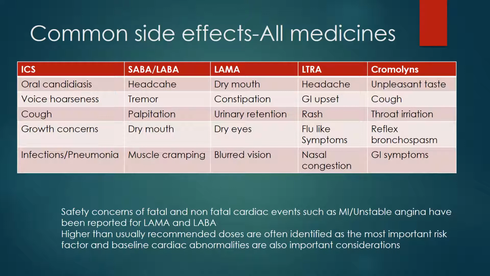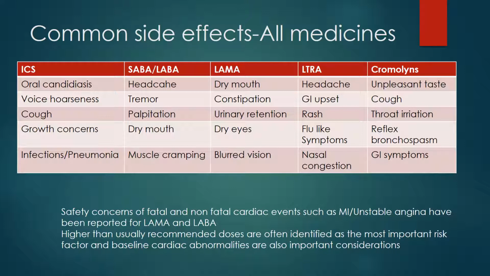LABA: headache and palpitations can be a big problem. Dry mouth can also be a big problem with LABA. LABA and LAMA, as you can see, dry mouth, constipation, urinary retention, all of these are anticholinergic side effects. So dry eyes, blurred vision generally, and they are related to the overall exposure of LAMA in blood, because if you use LAMA regularly, a part of that is also absorbed into your systemic circulation, and that's where these side effects come up. Leukotriene receptor antagonist: common side effects are headache, GI upset, nasal congestion, and flu-like symptoms, which are quite commonly reported with leukotriene receptor antagonists.